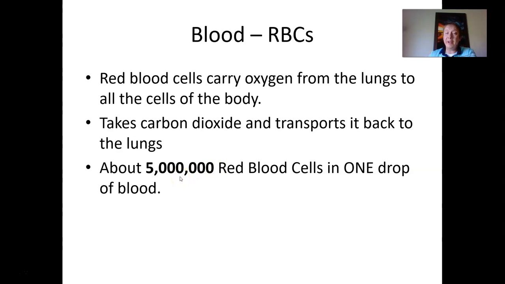All right, so kind of give you guys an idea how many red blood cells we have. There's about 5 million red blood cells in one drop of blood. So just kind of think of one little drop. There's actually 5 million red blood cells in that drop. Actually, we need a lot of oxygen. Our body constantly needs oxygen. We are always using energy, so we need a lot of red blood cells to carry that oxygen to create the energy.